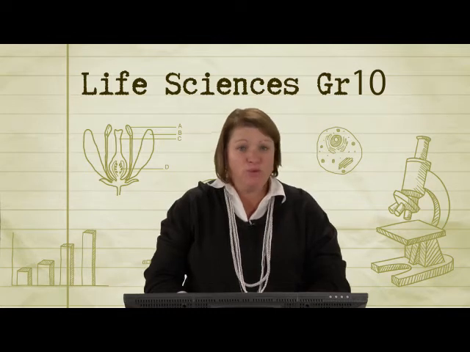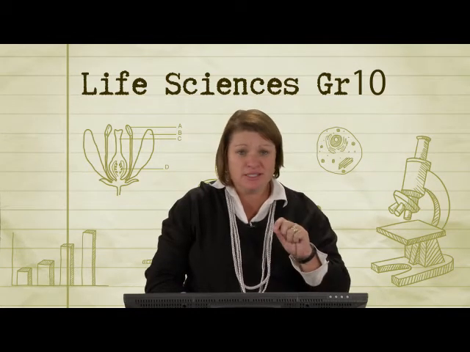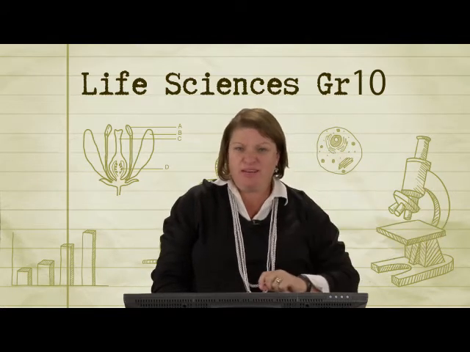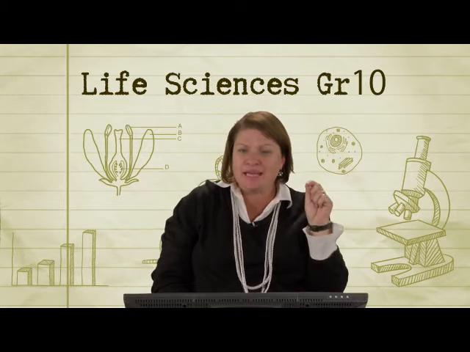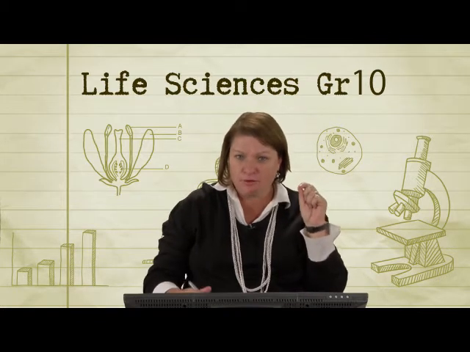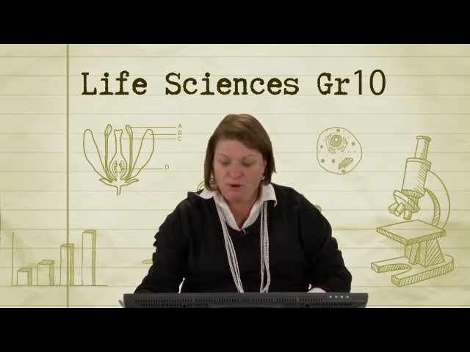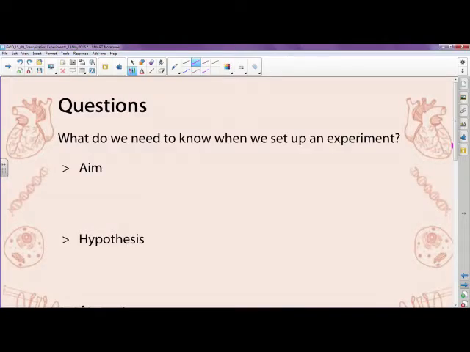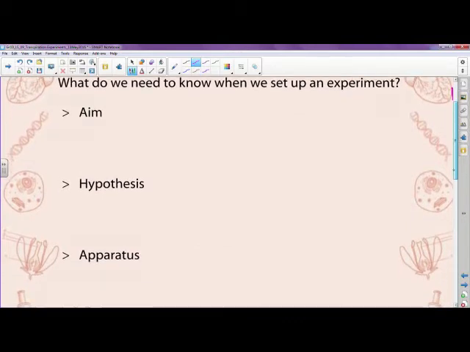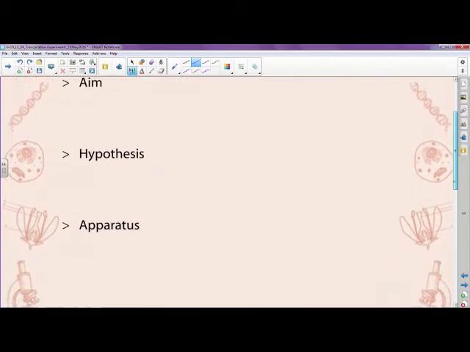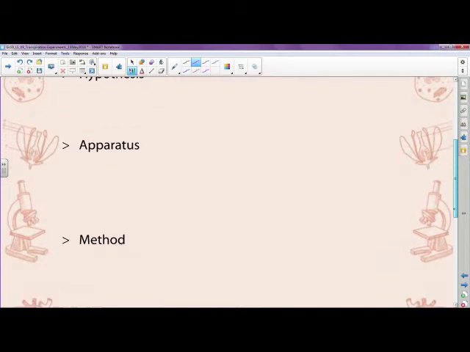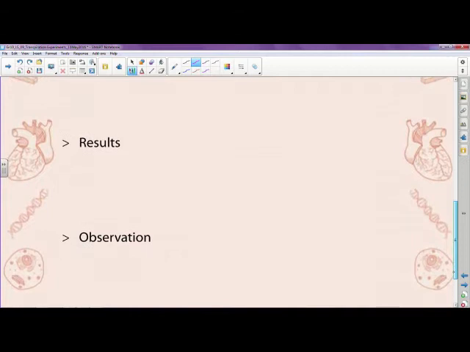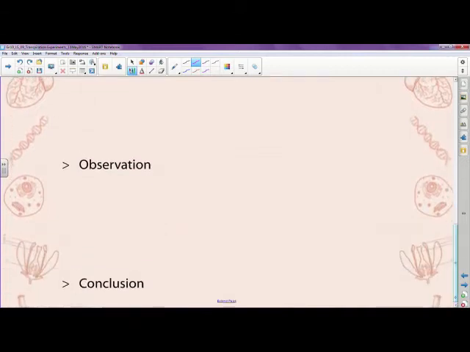Okay guys, I hope you remembered that in order to do this, you had to go back right to the beginning of your grade 10, probably your textbook, where it dealt with biological skills. So when I'm setting up an experiment, I hope you guys had these. What did I need to have? Look at the points. I needed to have an aim, a hypothesis. Did you have a list of apparatus, method, results, observation, and a conclusion?